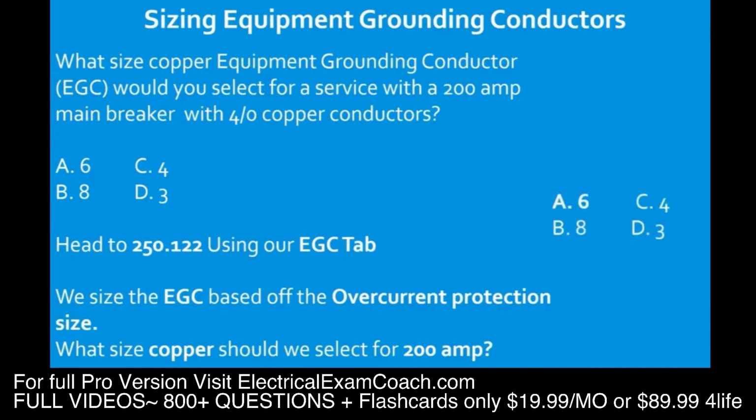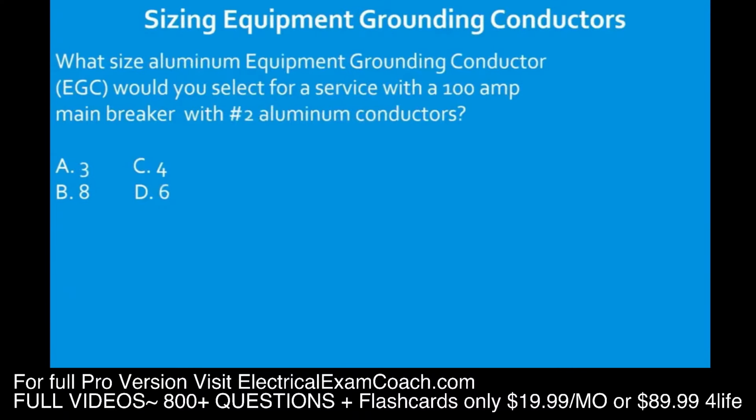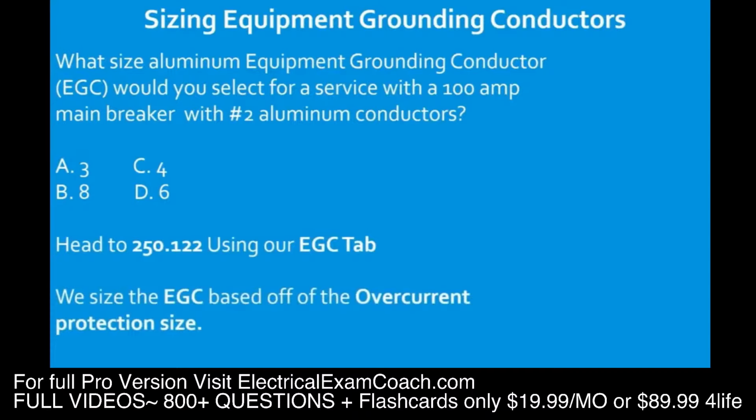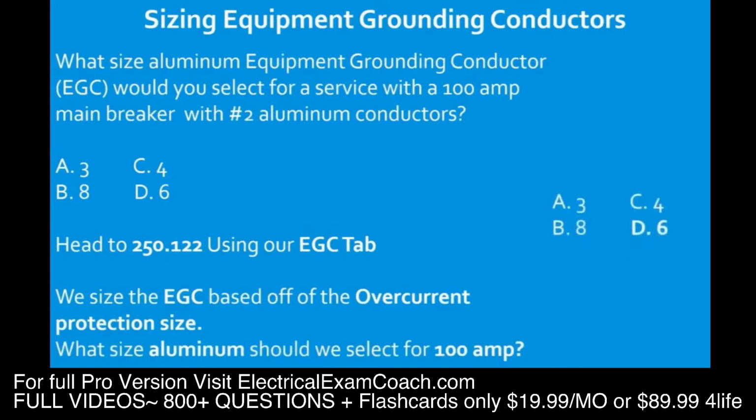Great job. What size aluminum equipment grounding conductor would you select for a service with a 100 amp main breaker with number 2 aluminum conductors? So we head to Table 250.122 using our EGC tab. Then we're going to base our EGC off the size of the overcurrent protective device. And we're going to be sure to cross over to the aluminum side, and we're going to select D. Great job.